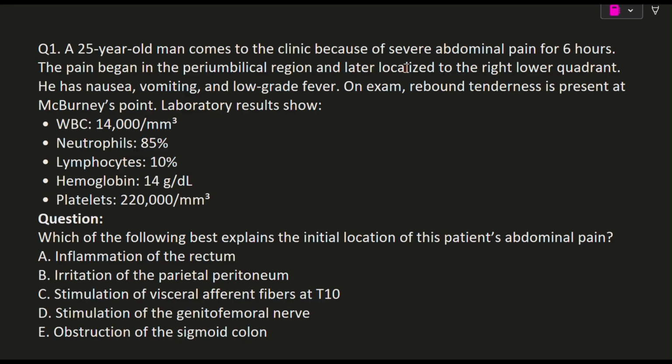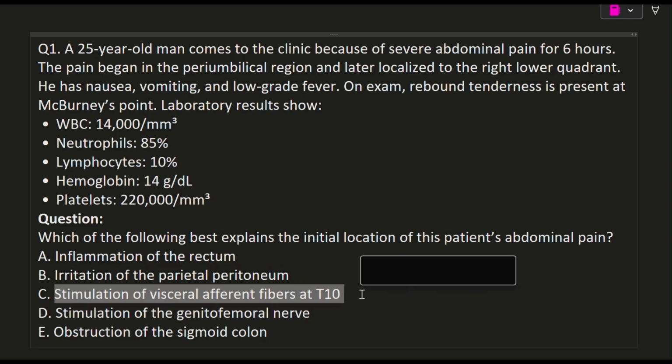Now, why does it shift to the right lower quadrant? So as the inflammation progresses, the parietal peritoneum covering the appendix would get irritated, and that pain would be somatic pain, right? Initially it was visceral pain and now it's somatic pain. And that location would be right lower quadrant, which is the McBurney's point. So our option would be option C, which is stimulation of visceral afferent fibers at T10.